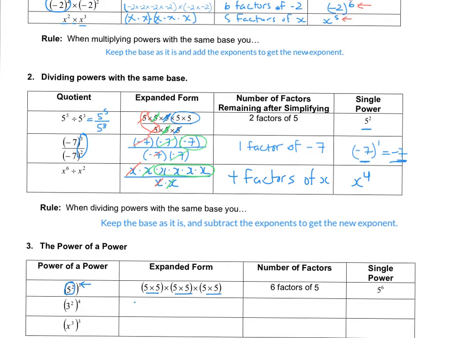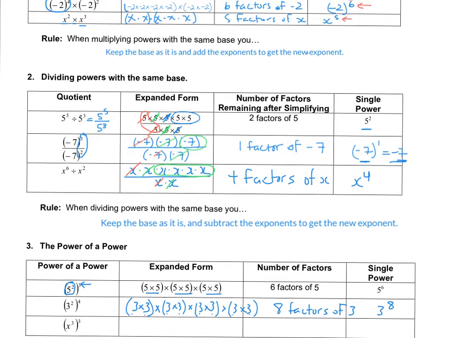And we can do the same type of thing with our next example. We've got 4 factors of 3 squared, or 4 factors of 3 times 3. So altogether, oops, I missed a 3. Altogether, we have 8 3's being multiplied. 1, 2, 3, 4, 5, 6, 7, 8. So we've got 8 factors of 3, or 3 to the exponent of 8.